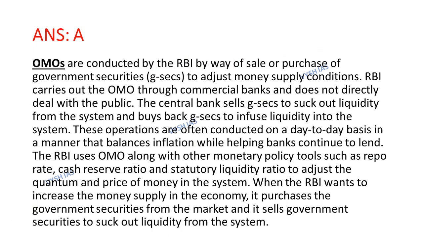The central bank sells G-Secs to suck out liquidity from the system and buys back G-Secs to infuse liquidity in the system. These operations are often conducted on day-to-day basis in the manner that balances inflation while keeping bank continue to lend. The RBI uses OMO along with other monetary policy tools such as repo rate, cash reserve ratio, statutory liquidity ratio to adjust the quantum and the price of money in the system. When the RBI wants to increase the money supply in the economy, it purchases the government security from the market and it sells the government security to suck out liquidity from the system. So this information is important for the OMO.